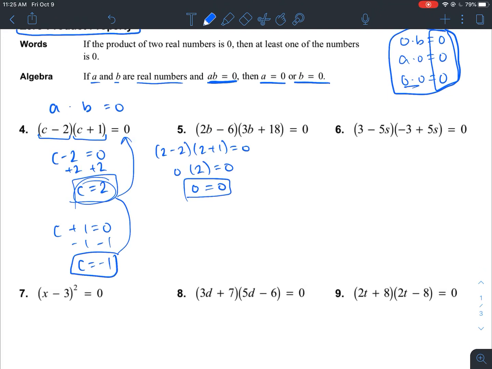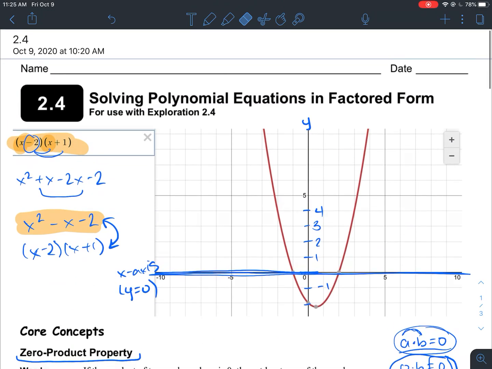It's the same thing for c equals negative 1. If I put negative 1 into the equation for c, here I get negative 1 and negative 2, which is negative 3. And over here I get negative 1 and positive 1, which is 0. Negative 3 times 0 is 0. So this is a true statement. Therefore, negative 1 is also a solution to our equation. Okay, so that's how you solve polynomial equations in factored form.